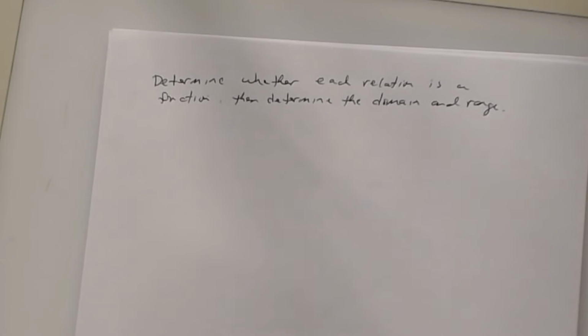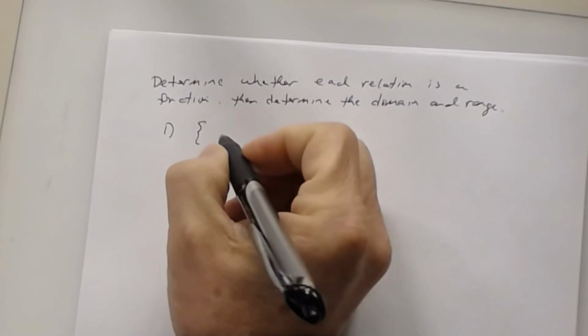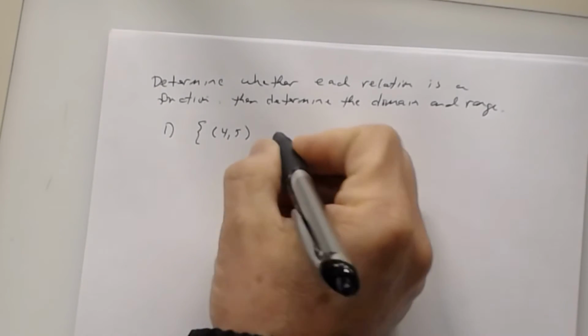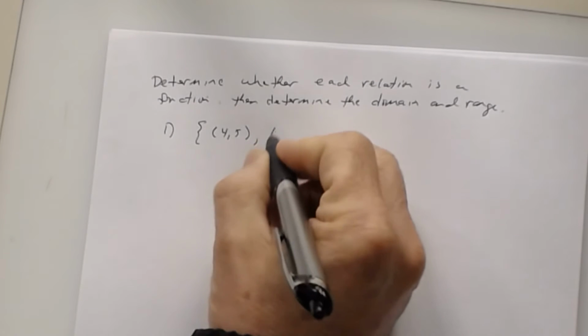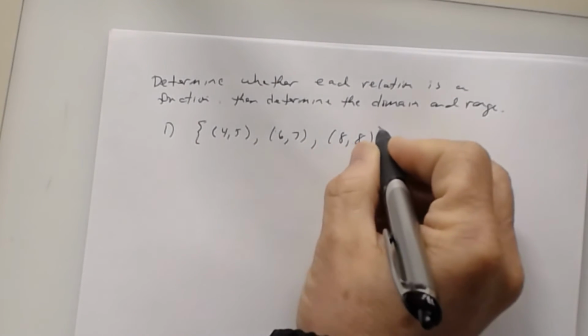Now, in terms of domain and range, you had that in your first test. What was the definition of the domain? Set of x coordinates. Definition of range? Set of y coordinates. You also had domain and range of that circle on your last test. All right, number one. Suppose I had this set of ordered pairs: (4, 5), (6, 7), (8, 8).